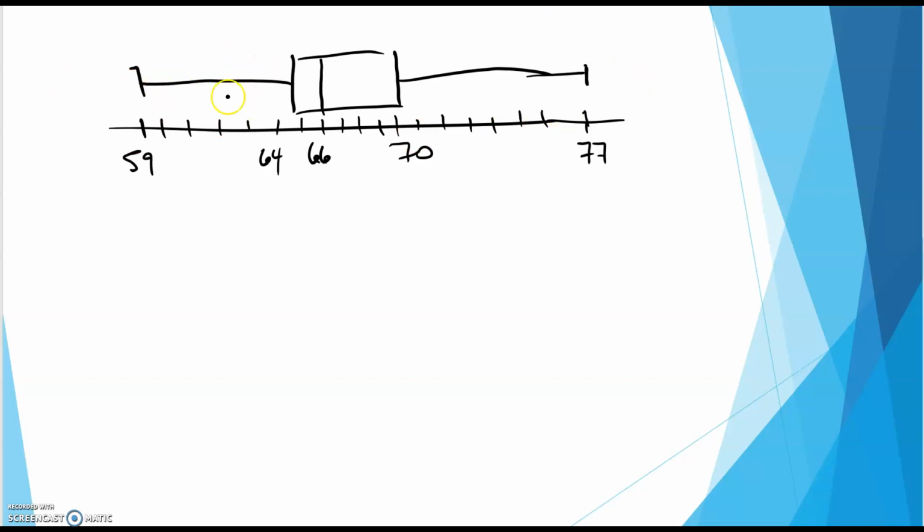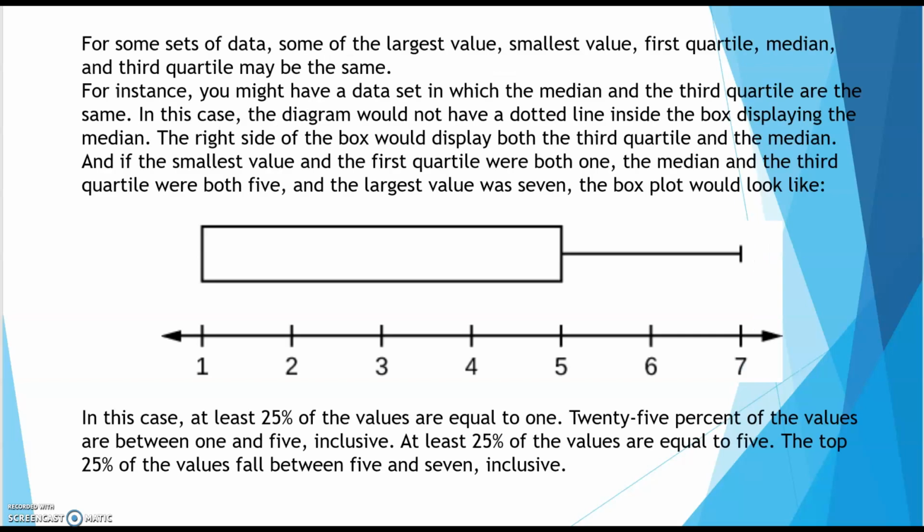So 25% of your data is in this whole section, this section, this section, and this section. It's just to show you that you may not always have two whiskers on either side. Sometimes some of your values will be exactly the same, like the min and Q1 will be exactly the same. You won't always have two whiskers on either side, so just make note of that.